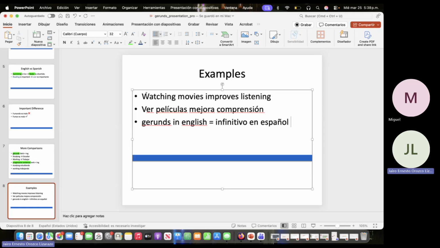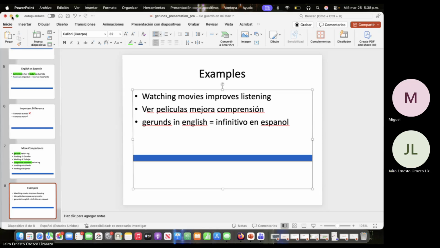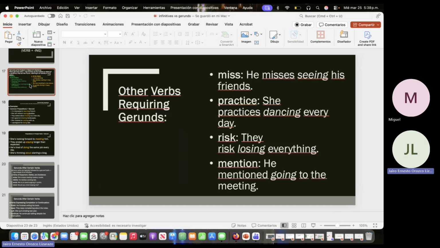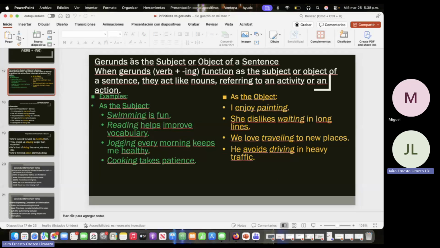So which is why watching, which is a you want, will become an infinitive, watching, ver. Okay, but if this is a progressive sentence, then watching will be viendo, but it's not that. It is a you want. Let's see a little bit more examples.